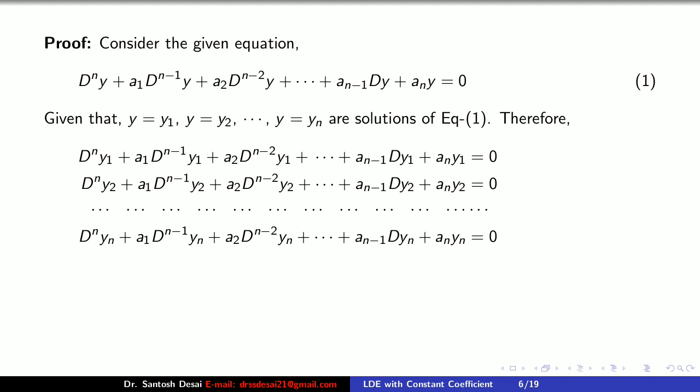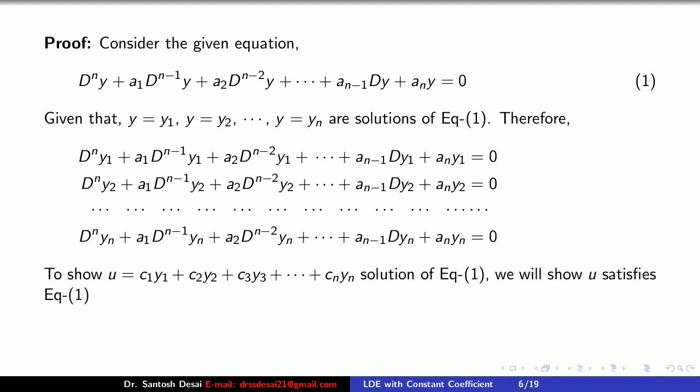Now to show u is equal to c1 y1 + c2 y2 + c3 y3 and so on + cn yn is a solution of equation 1, we have to show u satisfies equation 1. That is, we have to prove D^n u + a1 D^(n-1) u + a2 D^(n-2) u + and so on + a(n-1) D u + an u is equal to 0. Now to prove this, let us consider the LHS part.